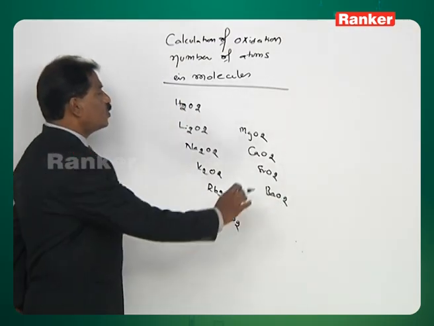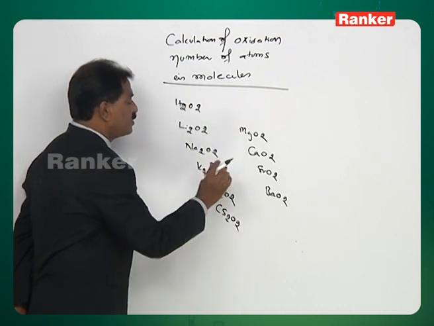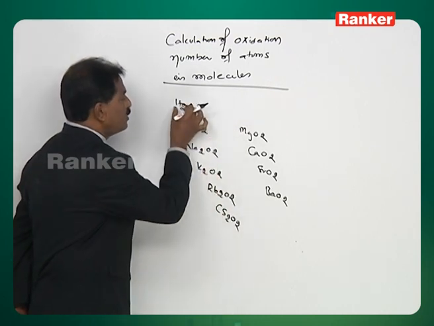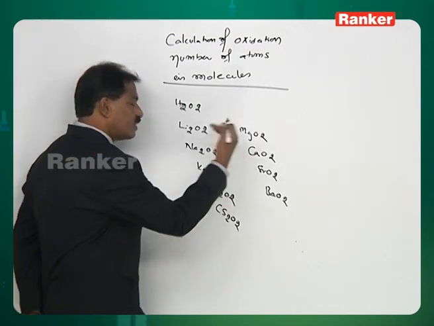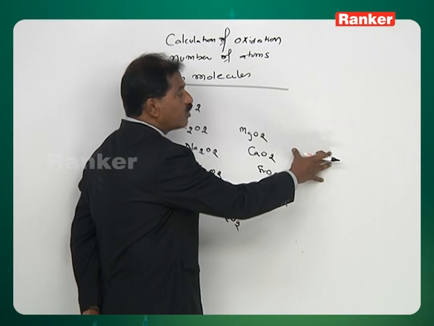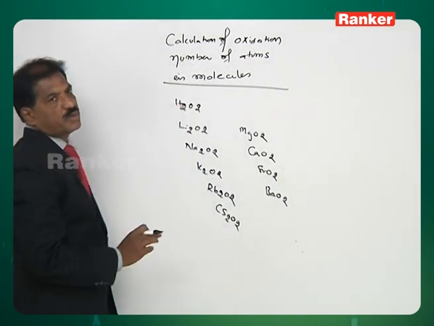So, these are the total peroxides that exist in chemistry. These are the elements which can produce peroxides. If you have the rest of the elements, that means elements of the D block and elements of the P block, they never produce peroxides.